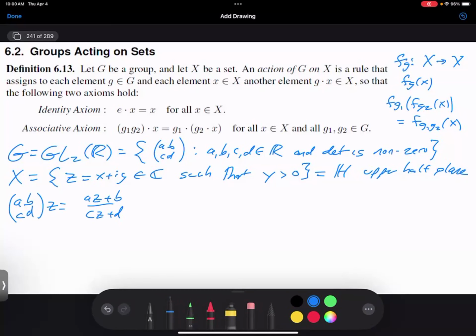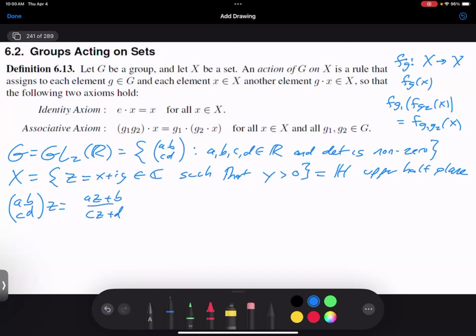As an exercise, you need to show that this also has imaginary part greater than 0, that this is in the upper half plane. I'll leave that calculation to you. Whenever you see a fraction, what is your first fear? What scares you? Dividing by 0. And since z has positive imaginary part, there's no danger that I'm going to divide by 0.